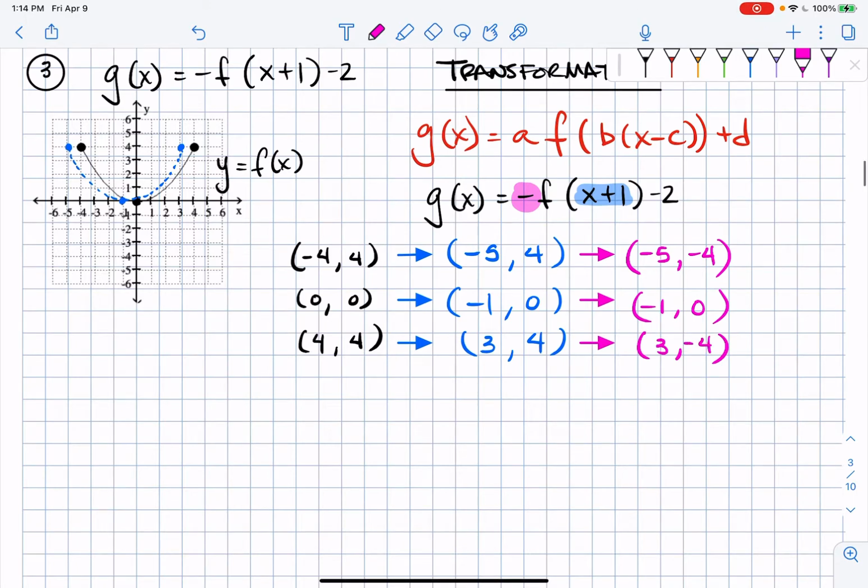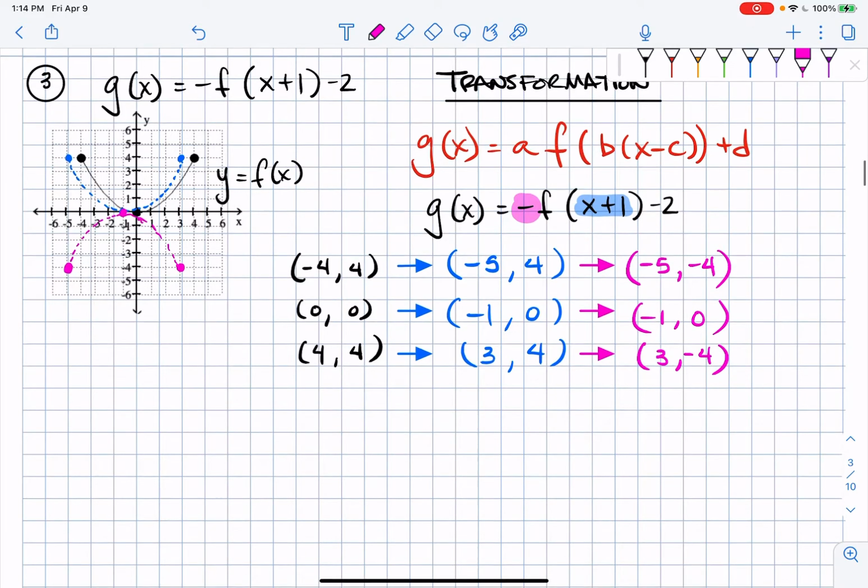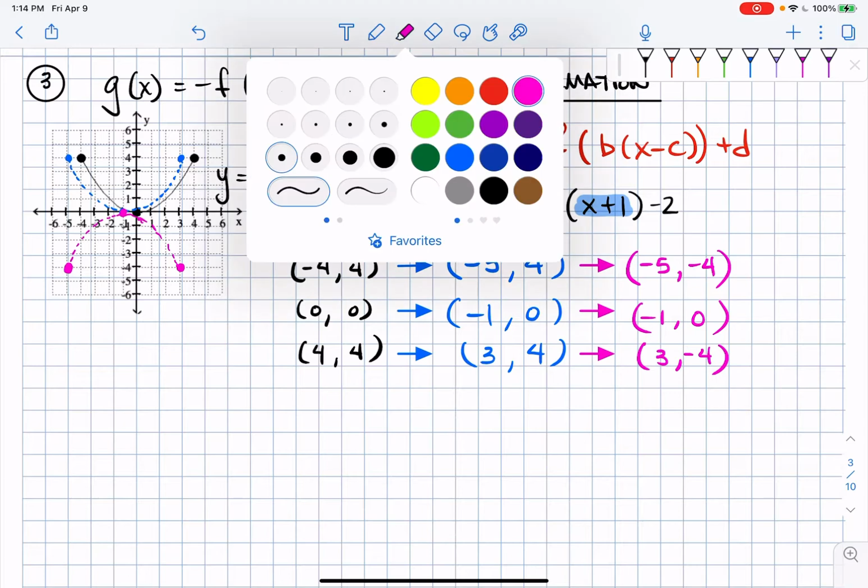So let's go ahead and plot these points. Negative 5, negative 4, and negative 1, 0, and then 3, negative 4. All right, so here's my updated graph. Okay. Now I get to deal with, let me see, what do I want to do?